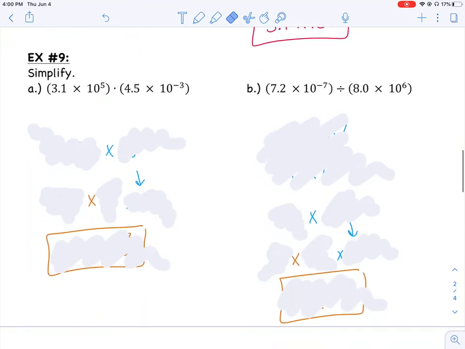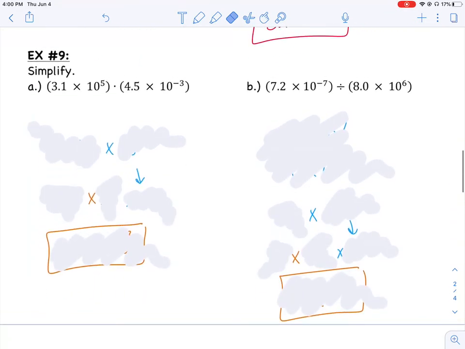Let's look at a few more. These ones are a little bit different, so be careful. Just like we did in the last example, let's take these two scientific notation numbers and multiply them together by multiplying their like terms. So let's take the 3.1 and multiply it by the 4.5. I got 13.95, did you? And then let's take our base 10, 10 to the 5th times 10 to the negative 3rd. We can combine them, remember, by adding their exponents, and I got 10 to the 2nd power.